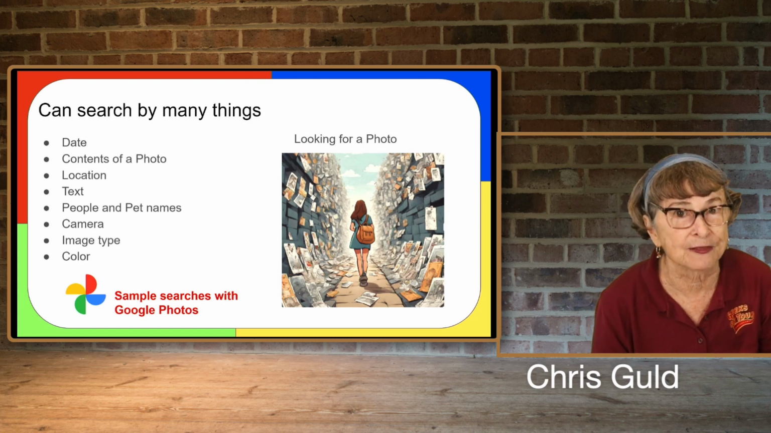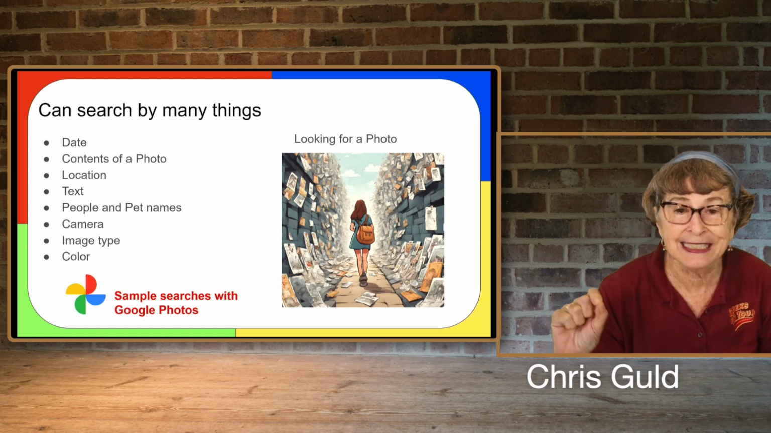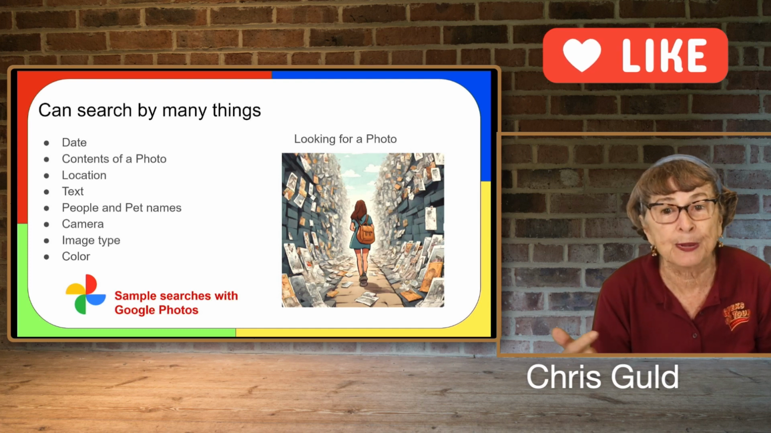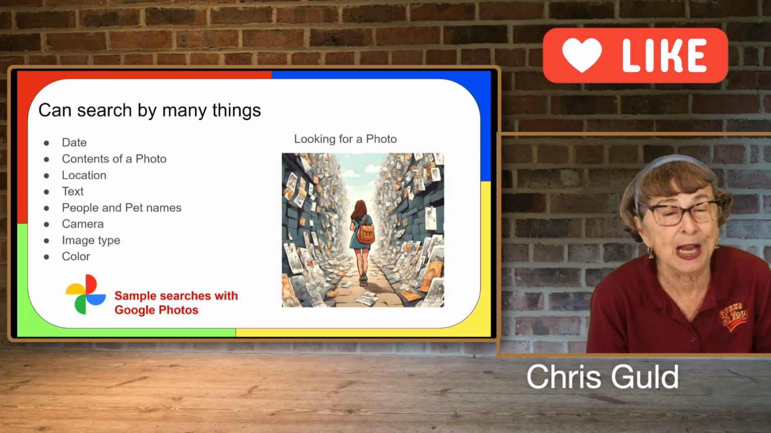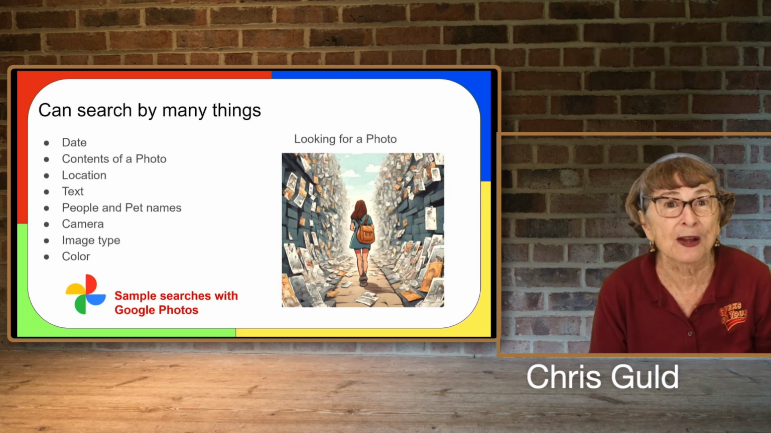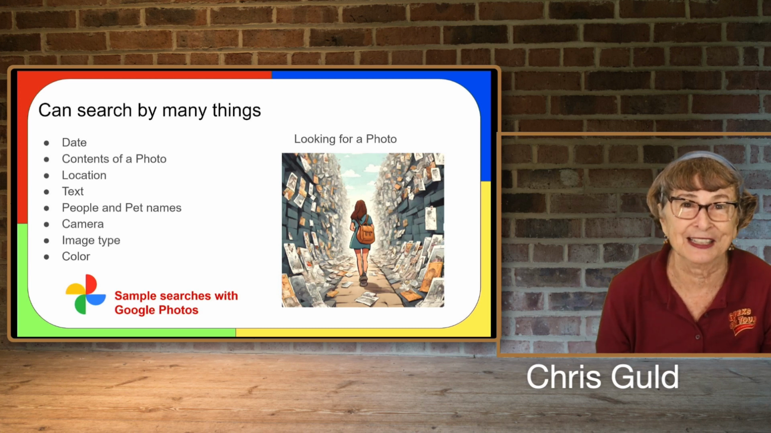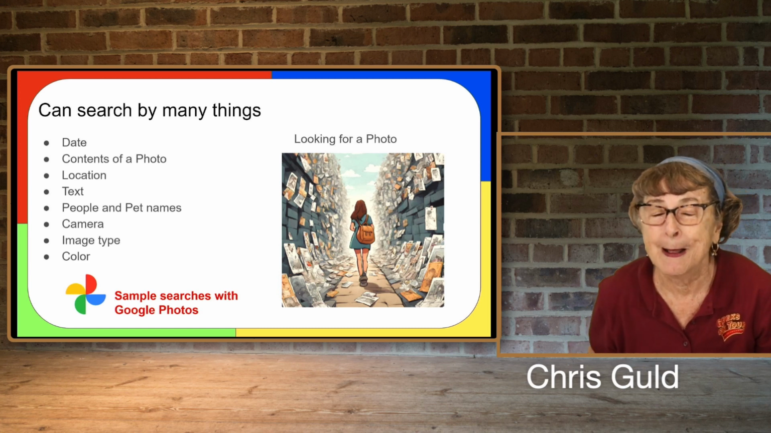The contents of the photo, the location, any text that is related to the photo, the people and pets, the camera, even the color. If you want to find a photo that has a lot of pink in it, you can search for pink and it will show you those photos.